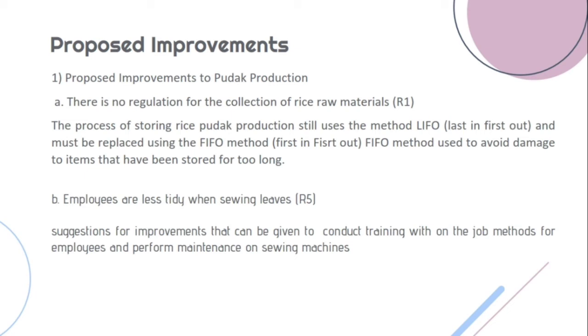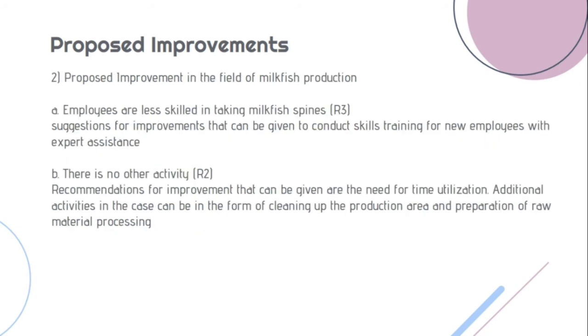B. Employees are less steady when sewing leaf. Code R5. A suggestion for improvement that can be given is to conduct training with on-the-job methods for employees and perform maintenance on the sewing machine. 2. Proposed improvement in the field of milkfish production. A. Employees are less skilled in taking milkfish spines. Code R3. A suggestion for improvement that can be given is to conduct skill training for new employees with expert assistance.